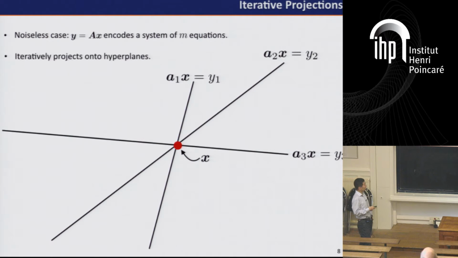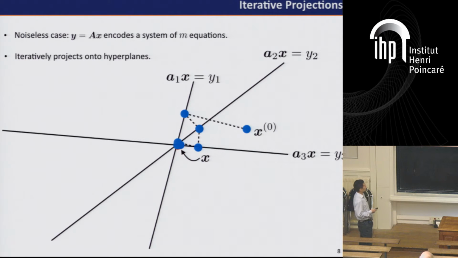So a very simple algorithm is that you can start with any initial point, and you pick one single constraint, and you project. And then pick the second constraint and project, and after a while, you're going to converge to the true solution. This is a very simple idea and also a very old algorithm.